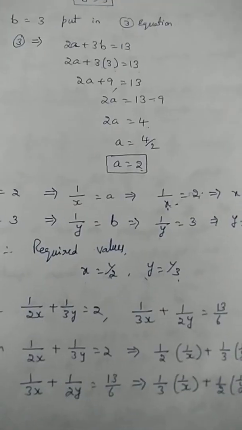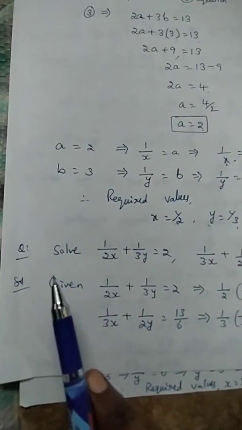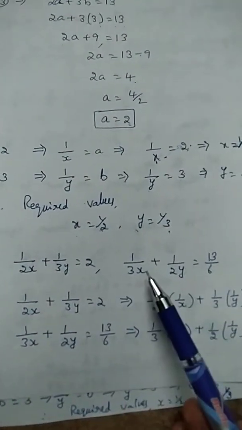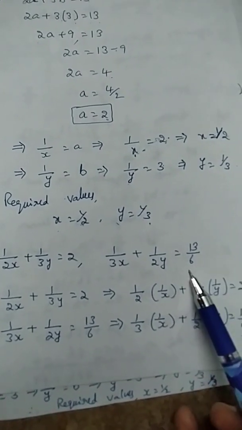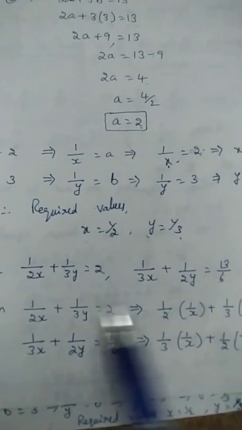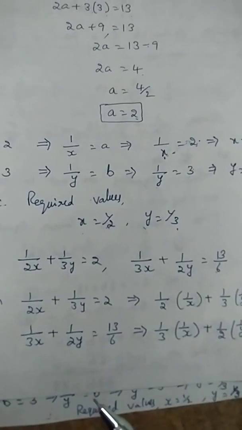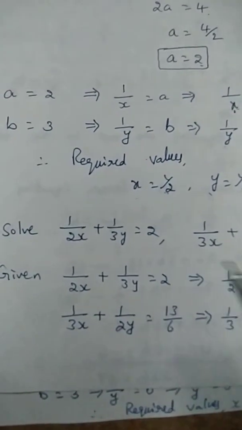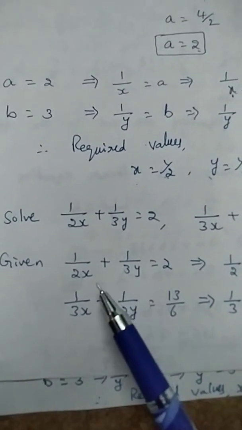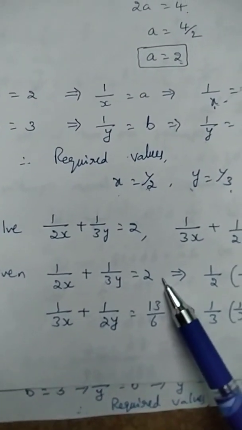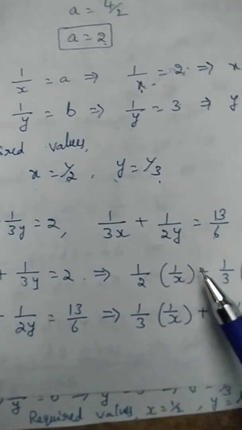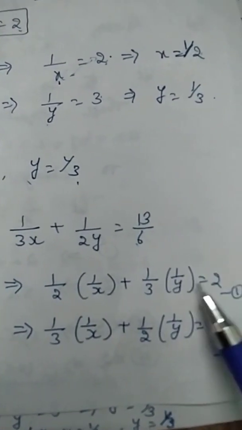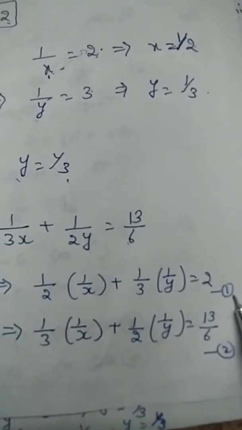Okay. Now the next question, the same procedure. Solve 1 by 2x plus 1 by 3y is equal to 2, and 1 by 3x plus 1 by 2y is equal to 13 by 6. Two equations. Those are not in the form of linear equations. To be changed as linear equations by assuming that 1 by x is a, 1 by y is b here. Given 1 by 2x plus 1 by 3y is equal to 2. So first 1 by 2 into 1 by x, plus 1 by 3 into 1 by y is equal to 2. It is the first equation.